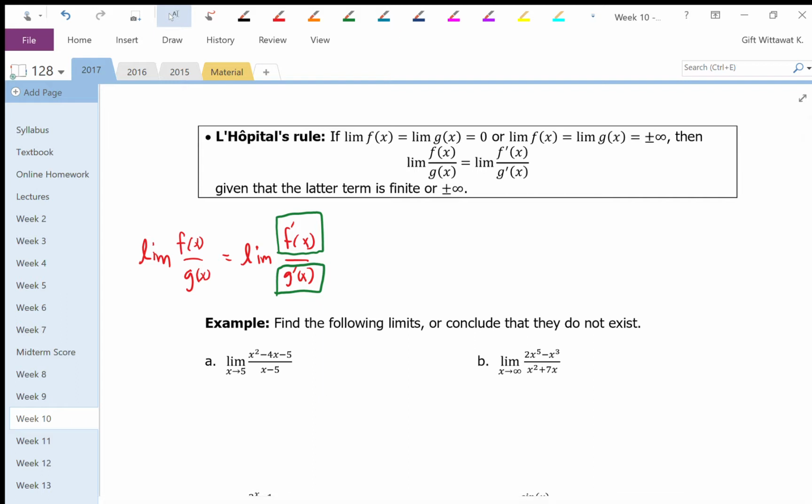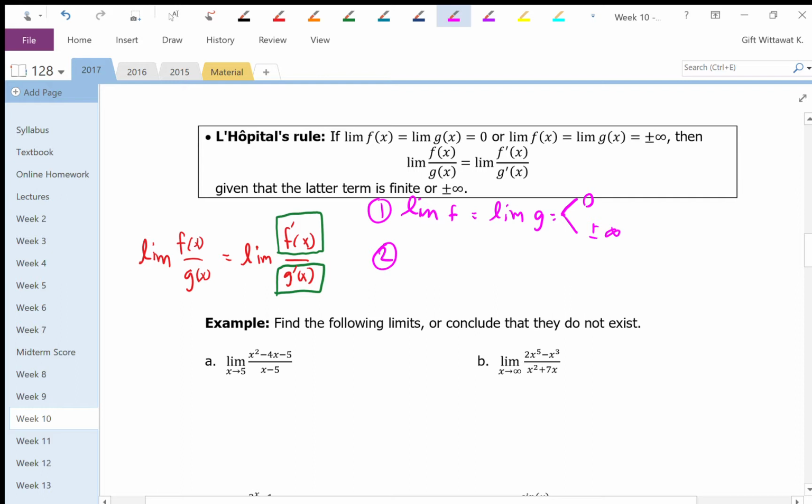The other thing is that for L'Hopital's rule to work, I need the limit of f to be the same as the limit of g. And that can be either 0 or plus or minus infinity. So that's one of the things I said in the hands up.